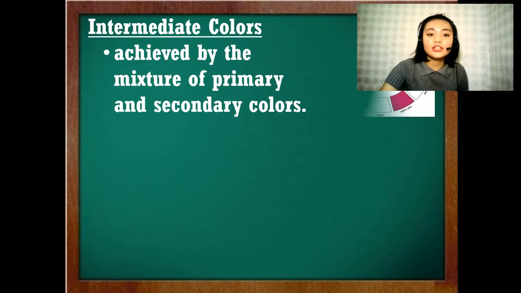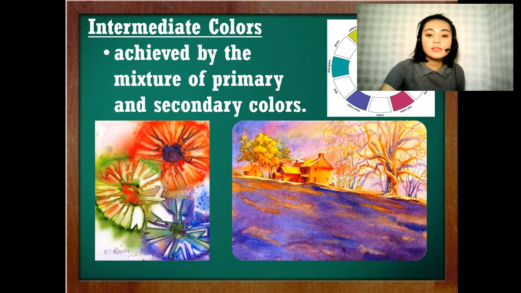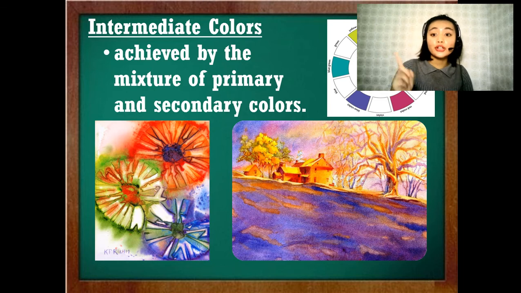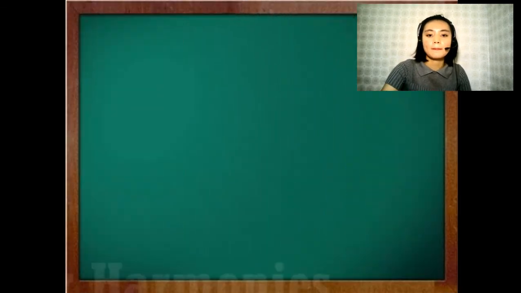Next is we have intermediate colors. So intermediate colors is being achieved by mixing one primary color and one secondary color. Example niyan, red violet, blue green, yellow green. Okay, so again, you are just going to add one primary color plus one secondary color. And syempre, ang magiging result nun ay intermediate colors or tertiary colors.